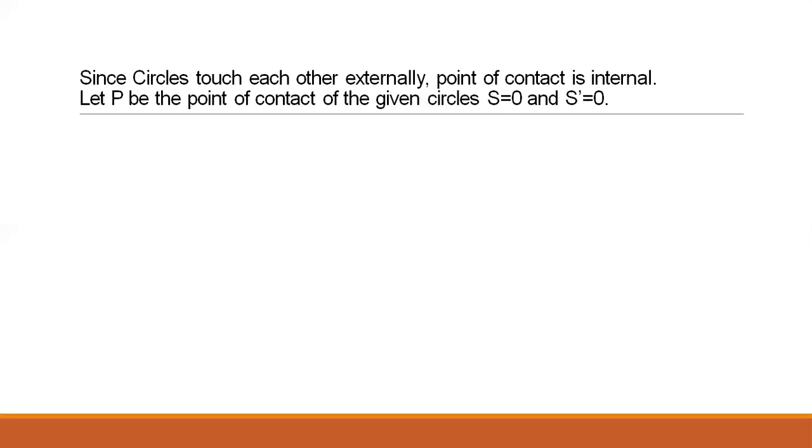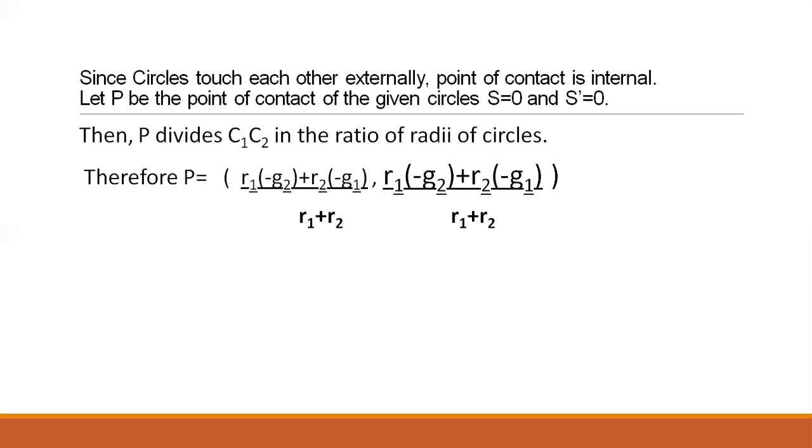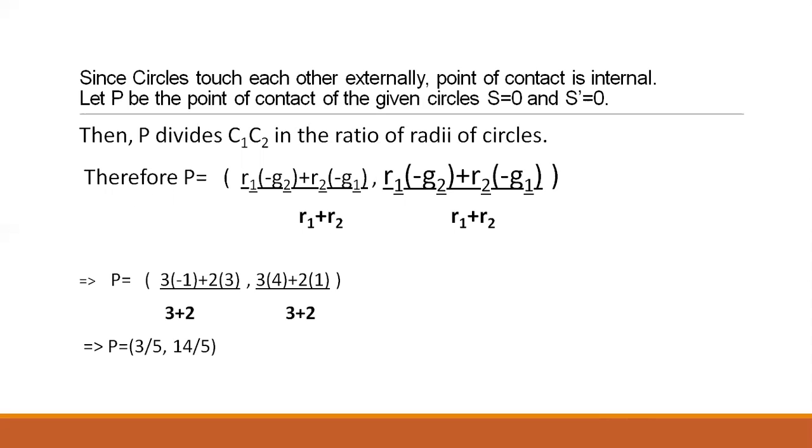Let P be the point of contact of the given circles S is equal to 0 and S dash is equal to 0. Then P divides C1 C2 in the ratio of radii of circles. Therefore, P is equal to (R1 into minus G2 plus R2 into minus G1) divided by R1 plus R2, comma, (R1 into minus F2 plus R2 into minus F1) divided by R1 plus R2. Then P is equal to (3 into minus 1 plus 2 into 3) by 3 plus 2, comma, (3 into 4 plus 2 into 1) by 3 plus 2, from which P is equal to 3 by 5, comma 14 by 5.